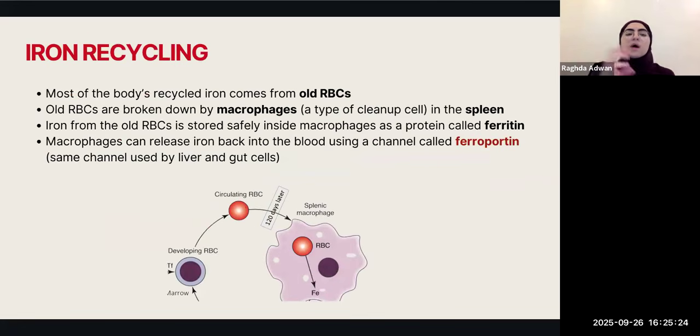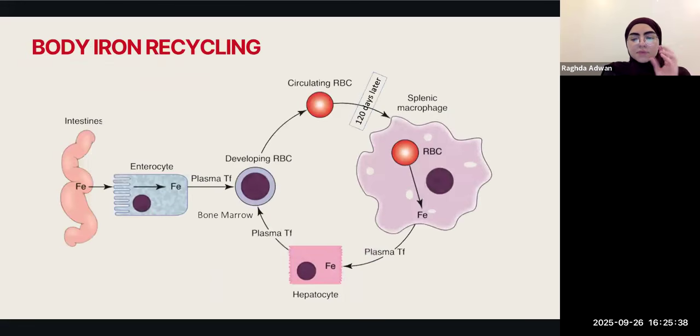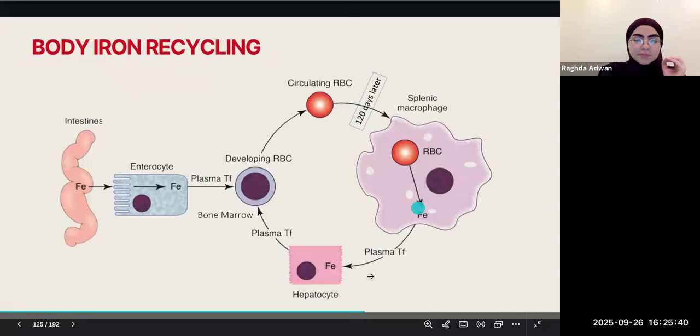So this means that most of the iron in our body comes from the recycling of old red blood cells, after they're broken down in macrophages. It's when we get too much iron that we don't want to keep recycling, we can store it in the form of ferritin. Now, how does iron leave the macrophage and enter the blood?